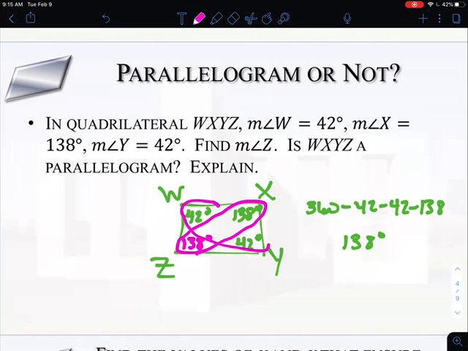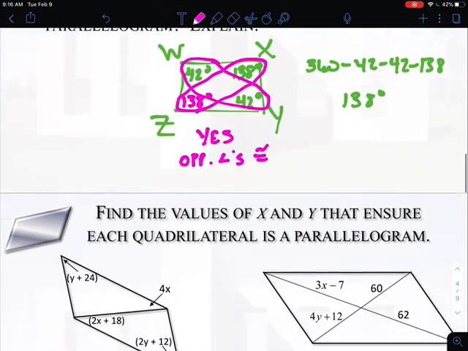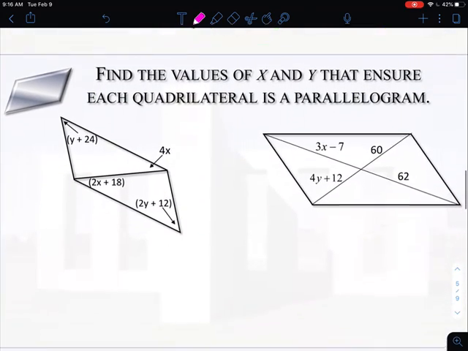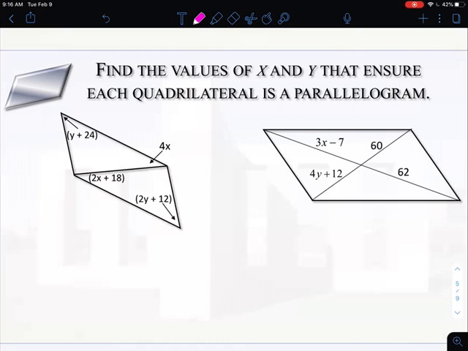Well, so if I look, these opposite angles are congruent. These opposite angles are congruent. So yes, this is a parallelogram. Opposite angles are congruent. Okay, so not only yes it is, but how do we know? So we found the missing angle. Opposite angles were congruent, so yes, it was a parallelogram.